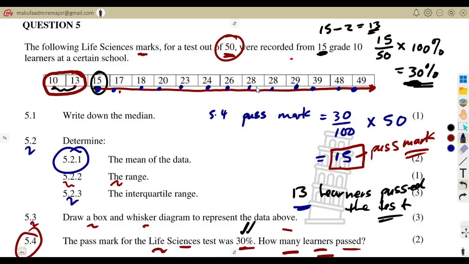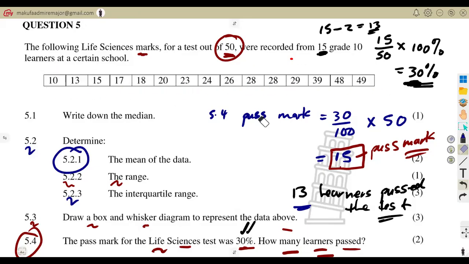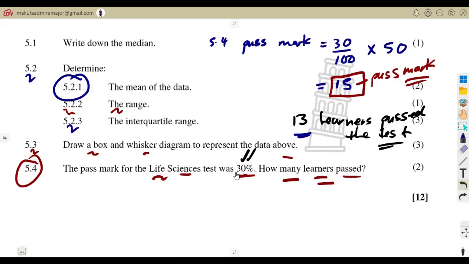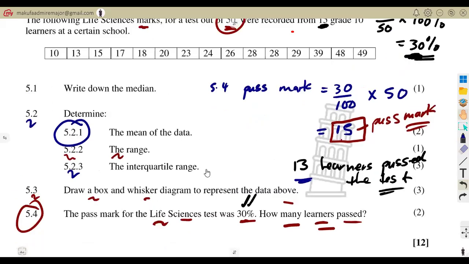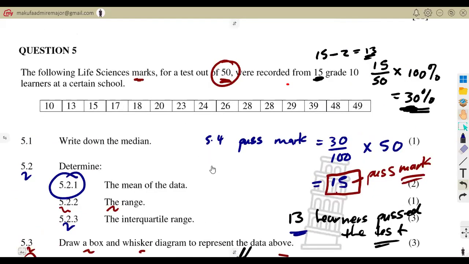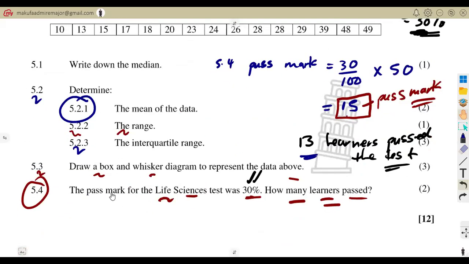This is what they're trying to say. So the first thing was to know what the pass mark is, because we are given this as marks, not as percentages. Sometimes they will give you percentages, and if they state it that way, say 30%, you just go straight to that. Maybe in terms of marks, they can even specify that the pass mark was 15. How many learners passed?